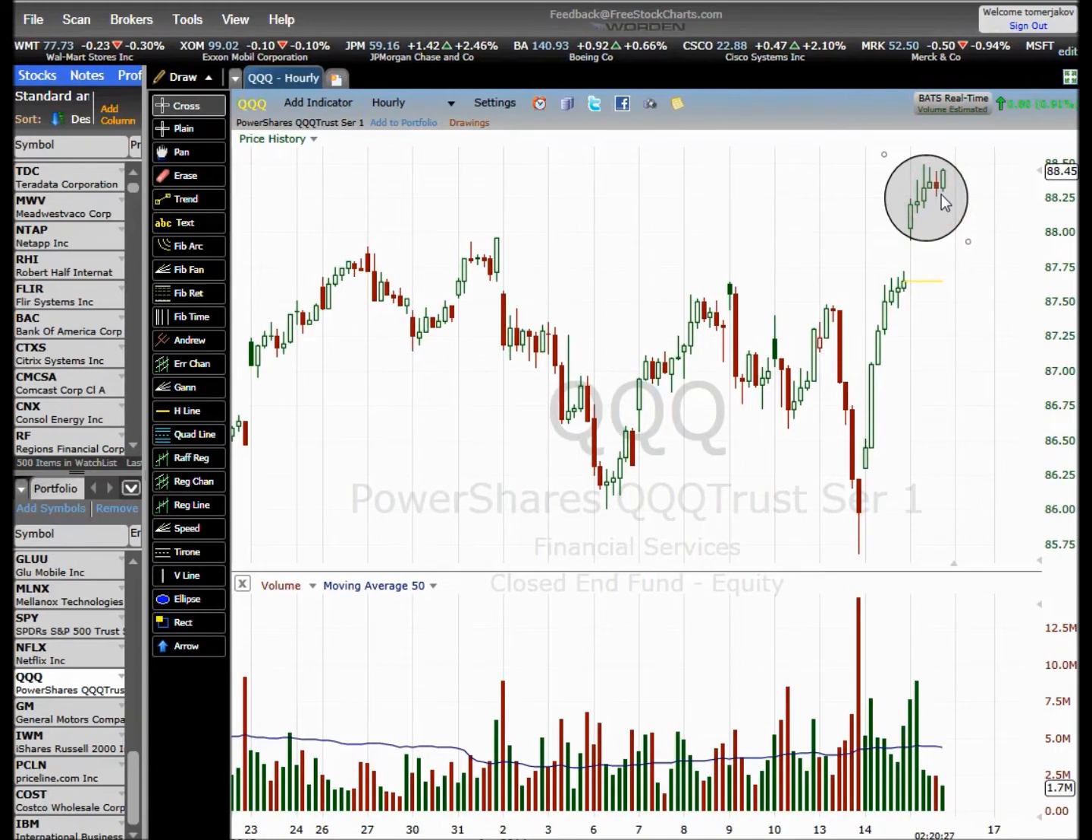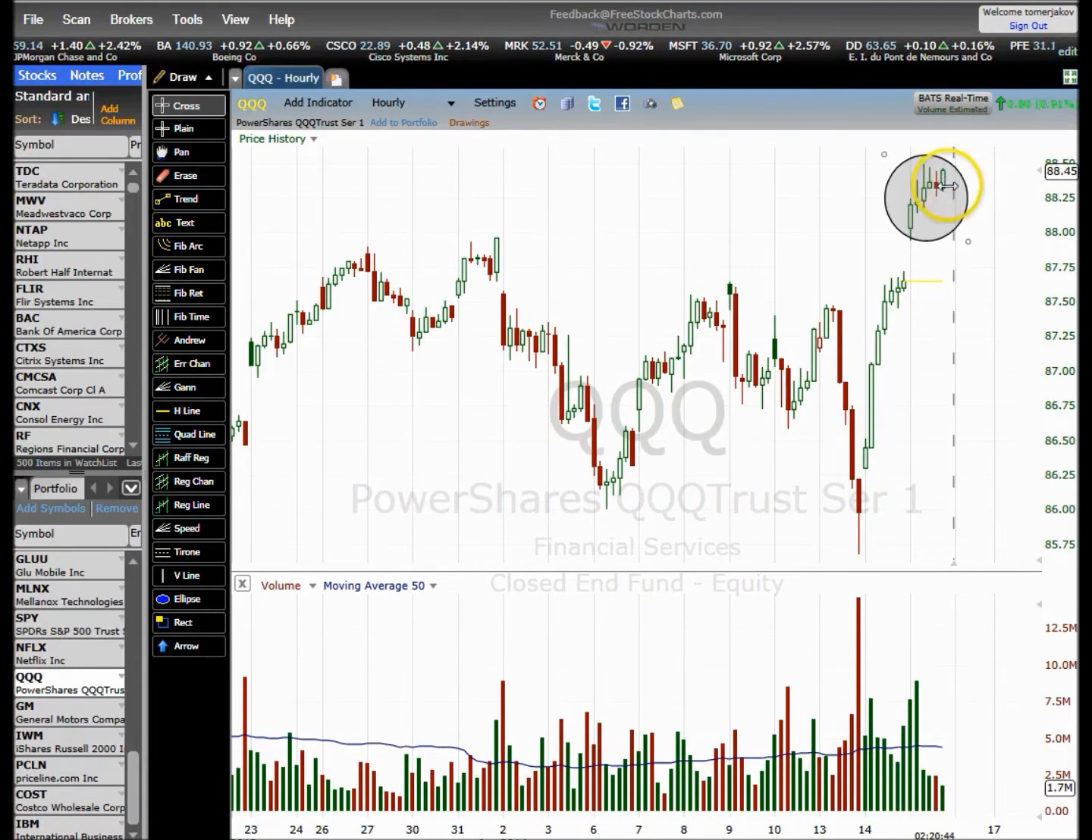I did post earlier an option strategy that you could use if you want to short the cues, buying a put spread. So check it out. It's in the blog, in the Facebook page, also in my Twitter account.